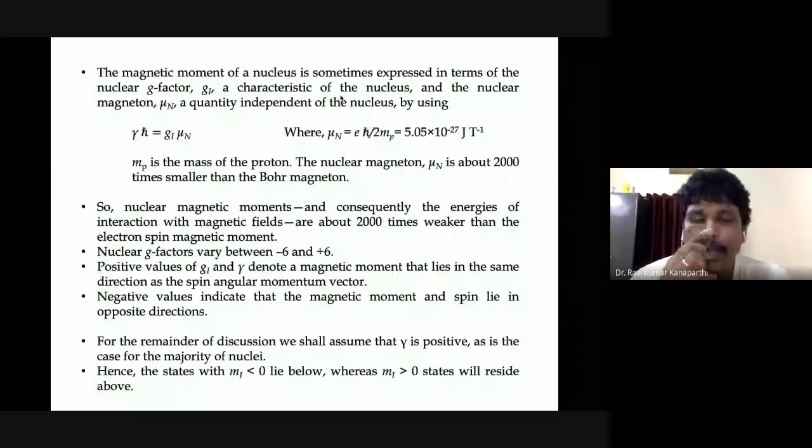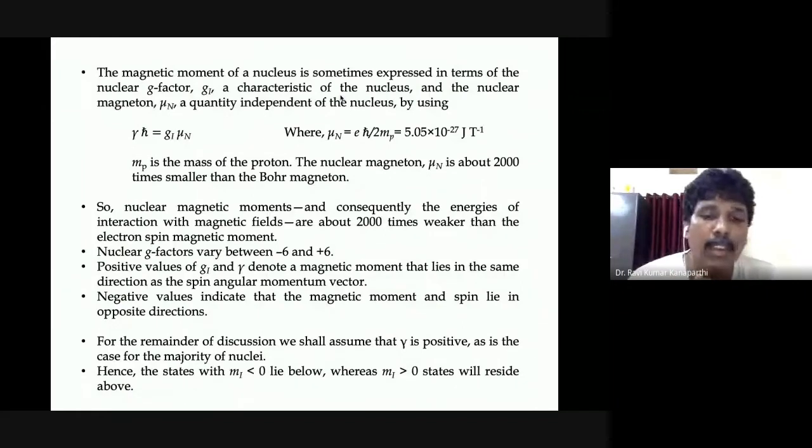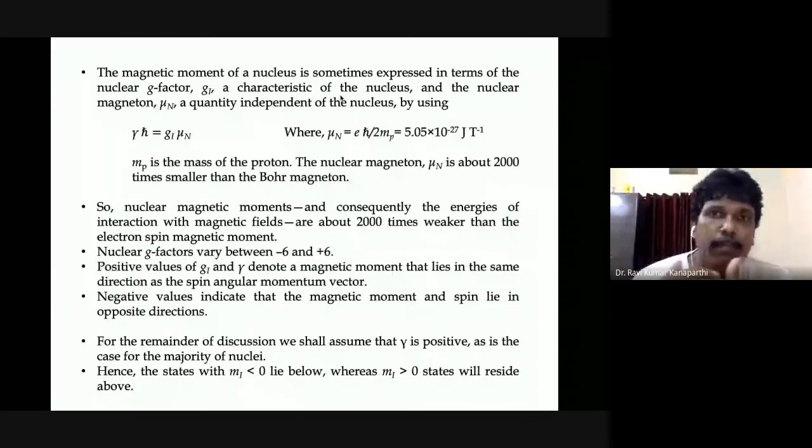Also, the gamma, the gyromagnetic ratio or magnetogyric ratio, actually determines the orientation of rotation. When you place a non-zero spin nucleus in the external magnetic field, the question is how it is rotating. That is decided by the gamma of that particular nucleus.